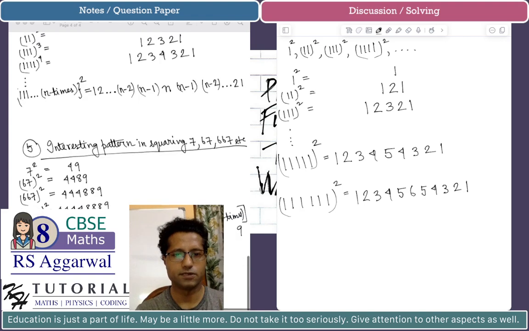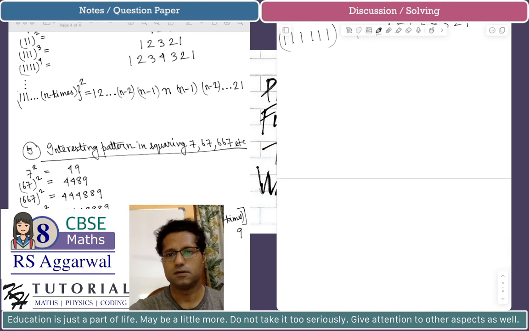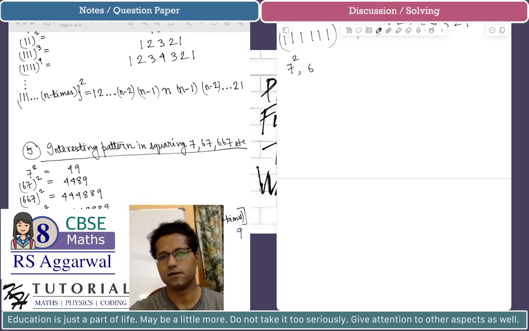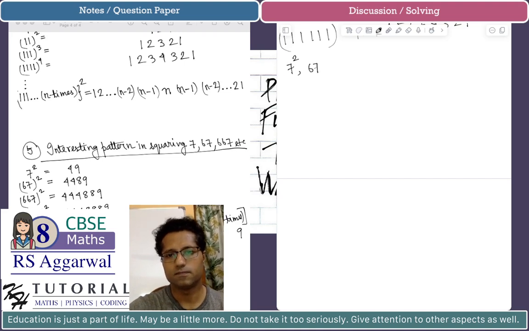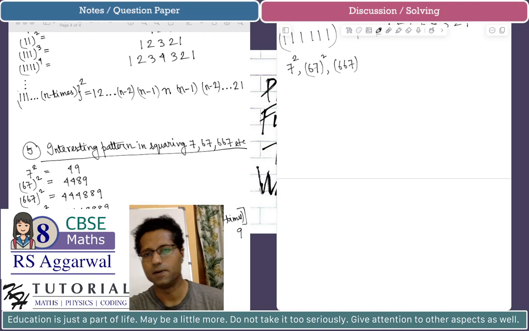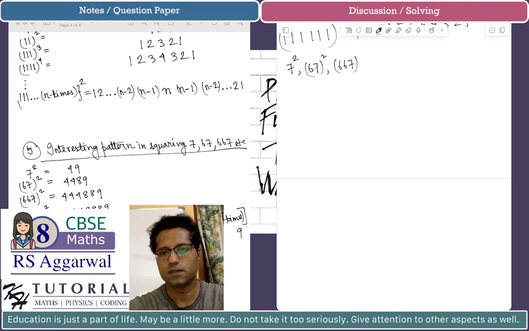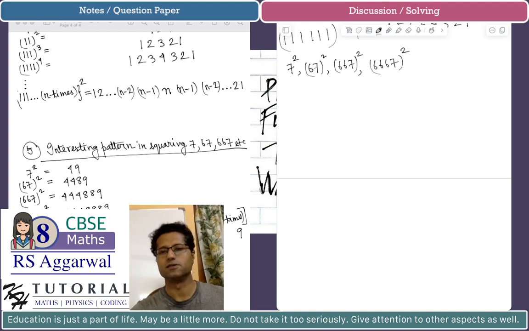Okay, and the second interesting pattern is when you square numbers like 7 square, then 67 square, and then 667 square. All the numbers end with 7 and are preceded by 1, 2, 3, 4 or more 6s: 667 square, and then 6667 square. There is a pattern found in the values of these squares.